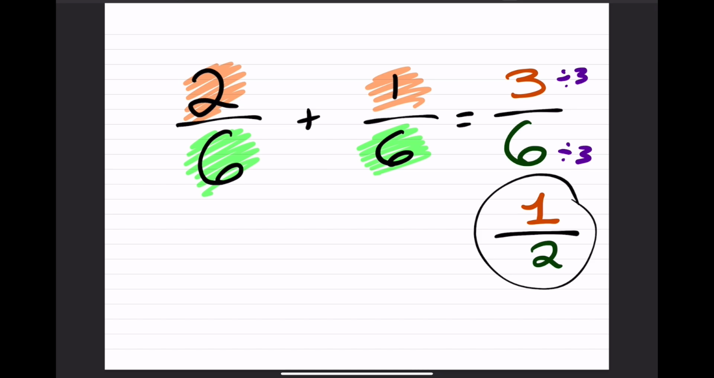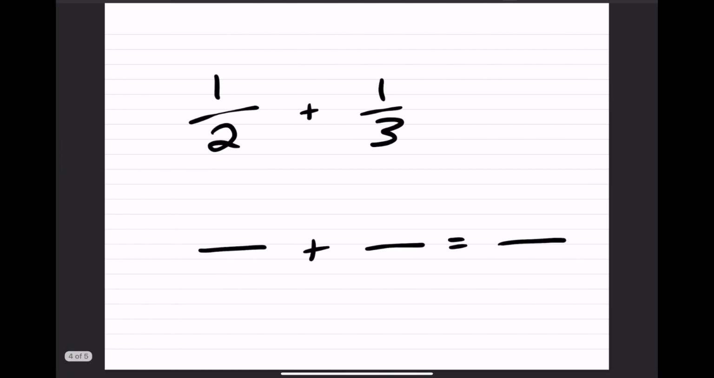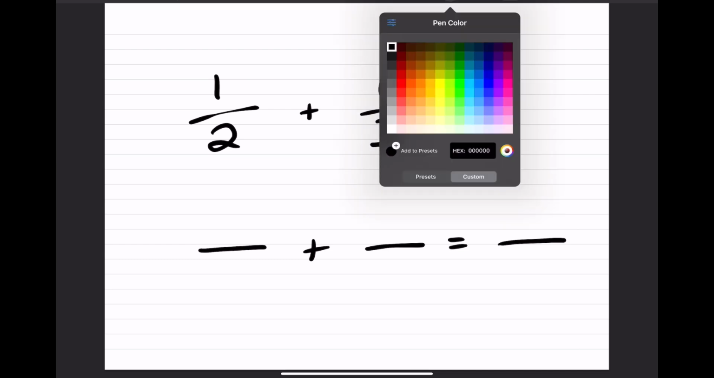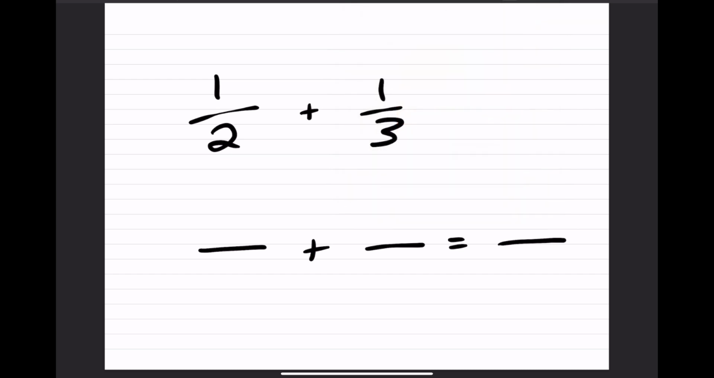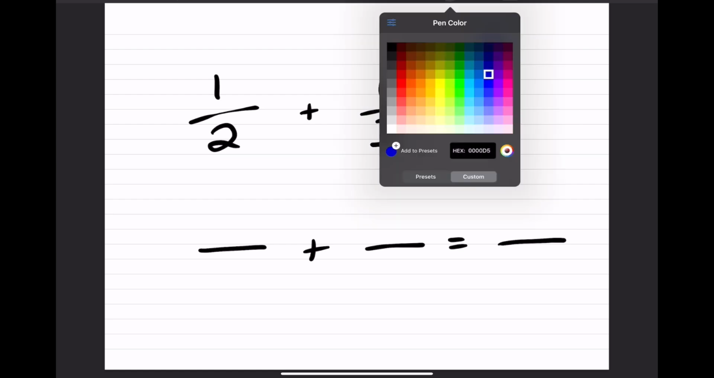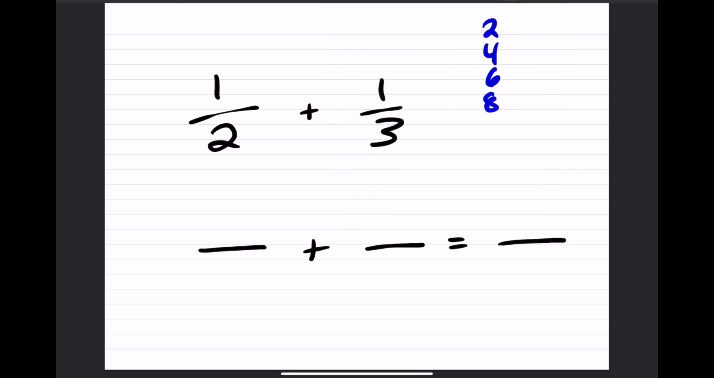But what happens when the denominators are different? When they're different, we're going to try to find a like denominator we can convert them to. So I'm going to do that by taking each number and listing out multiples. So for 2, there's 2, 4, 6, 8. We could keep going, but that's probably enough. And then for 3, there's 3, 6, 9, 12. The first number I see that's the same in both of these lists is 6.